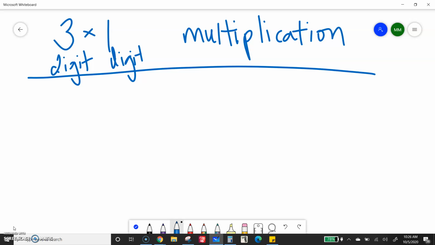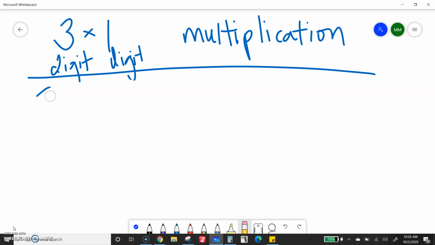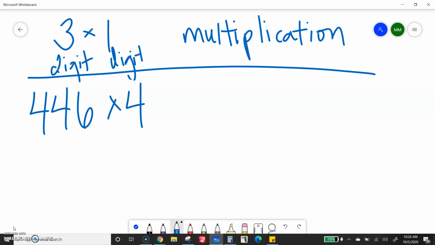There we go. So, the first problem we're going to look at is 28 times 33. When we talked to the 4th grade teachers, and I mean the 5th grade teachers, they said that they mostly used the window method. Oh, no, sorry guys. That would not be 3 by 1. Okay, start over. Not this problem. Goodness, Mrs. Morrison. So we're going to start by doing 446 times 4, because that's 3-digit times 1-digit.